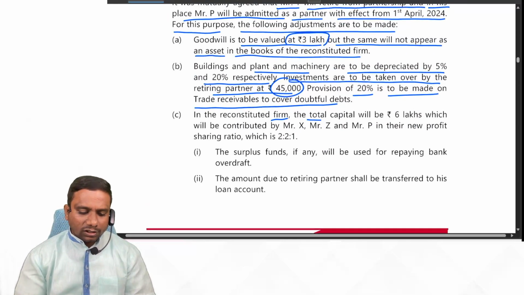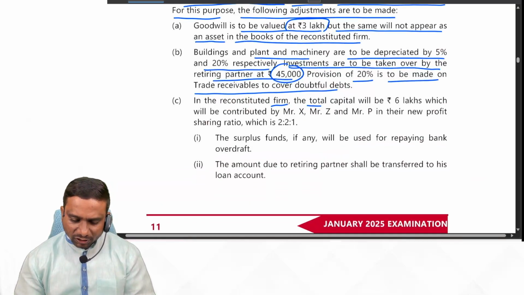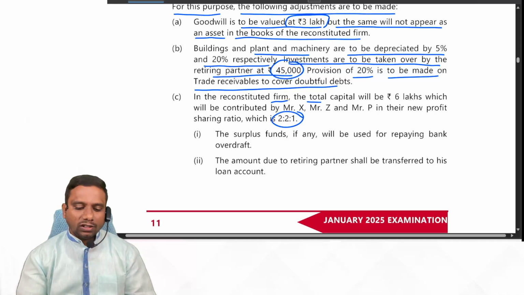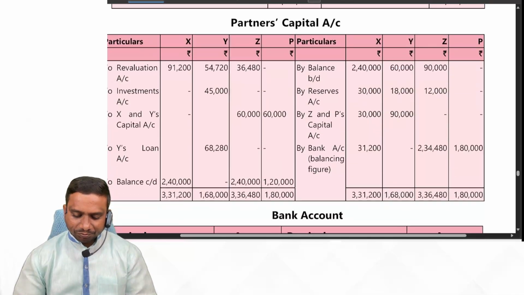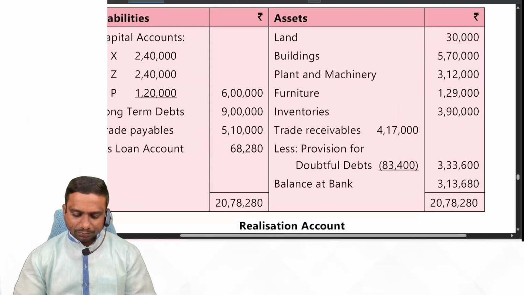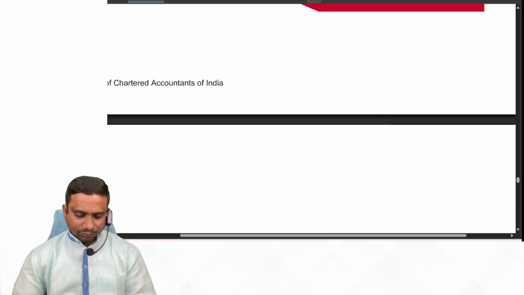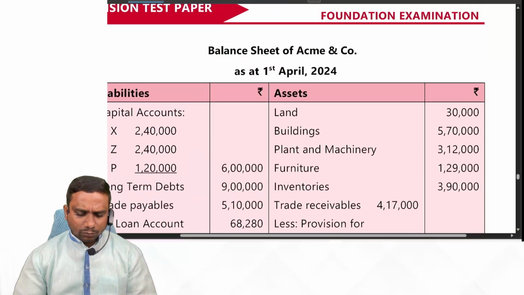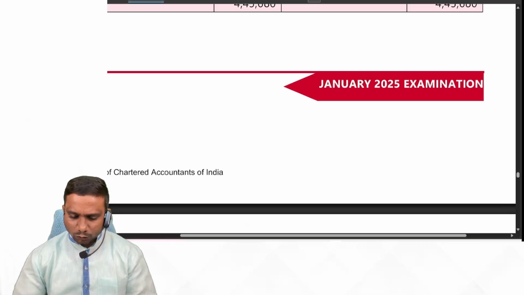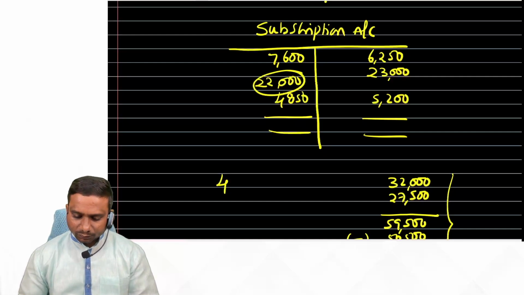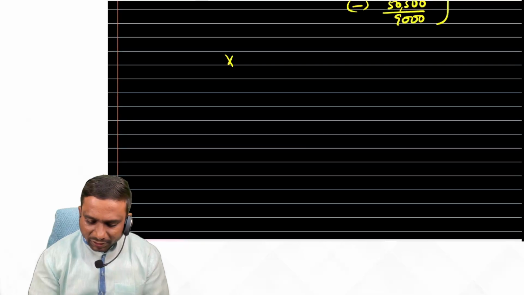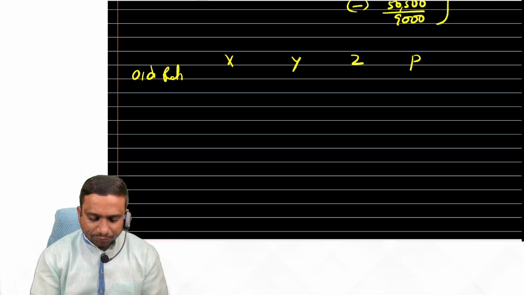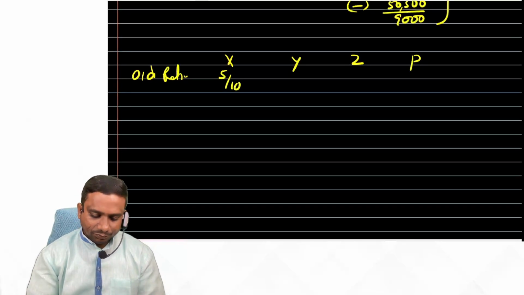In the reconstituted firm, the total. Okay, we see the goodwill adjustment also. Fine. So what's the profit sharing ratio? New profit sharing ratio is 2 to 1, that is 2 by 5, 2 by 5, 1 by 5. So with this, you can calculate the sacrificing ratio. See, they didn't give any old profit sharing ratio, so here I will calculate. No worry. Here we have X, Y, Z. What's the old ratio? Old ratio is 5 by 10. Let me check.